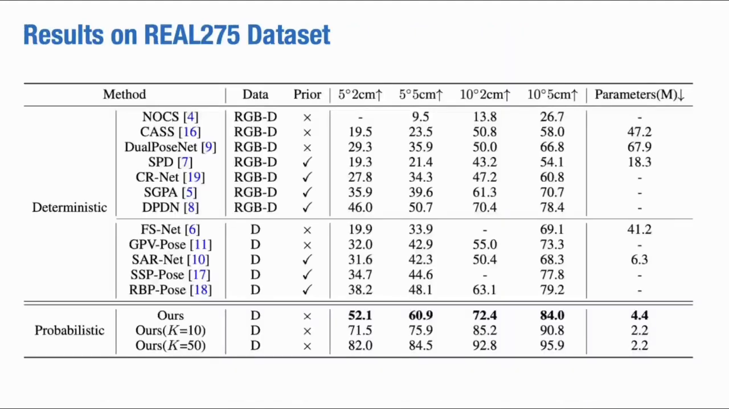Our method achieves state-of-the-art performance on the REAL275 dataset and outperforms previous methods significantly. In the rigorous evaluation metrics 5 degrees 2 centimeters and 5 degrees 5 centimeters, our method surpassed 50% and 60% respectively for the first time.